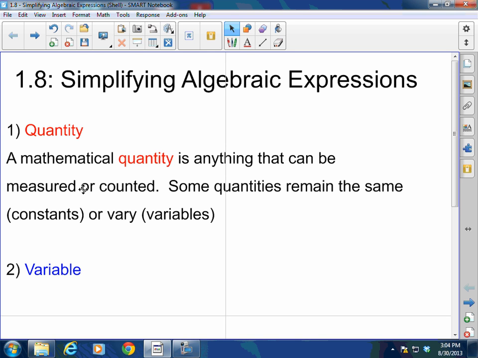First of all, quantity. A mathematical quantity is anything that can be measured or counted. Some quantities remain the same, and these are known as constants, and some vary, and these are known as variables. So anything that can be measured or counted: the amount of money in your wallet, the number of shoes in your closet, the number of pants you own, the number of shirts you own, the number of cars in a parking lot. All of those are quantities, anything you can count or anything that can be measured.